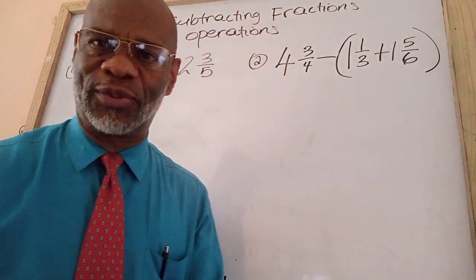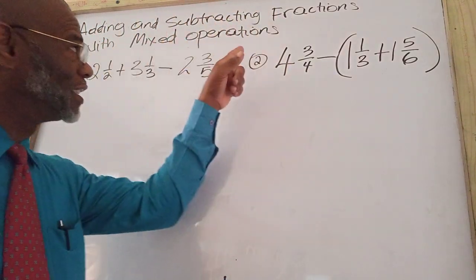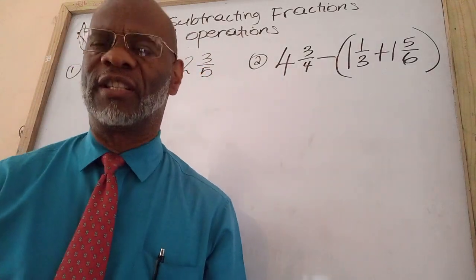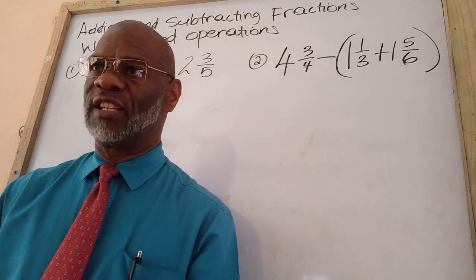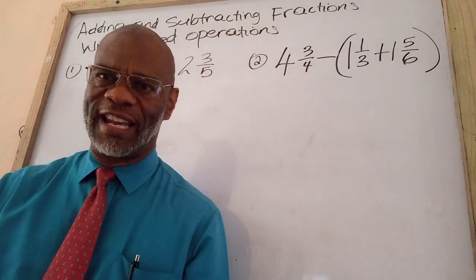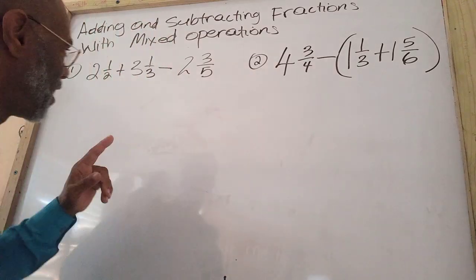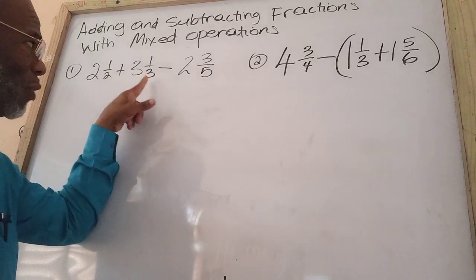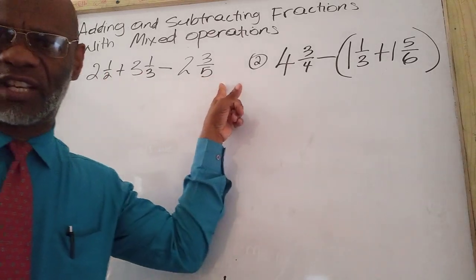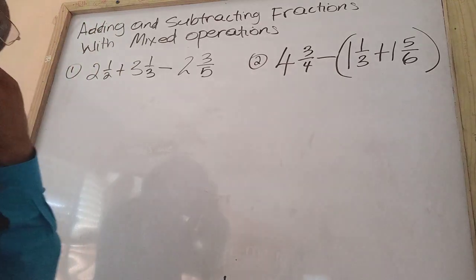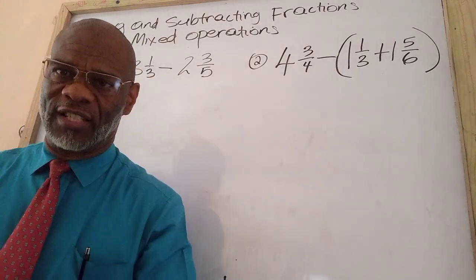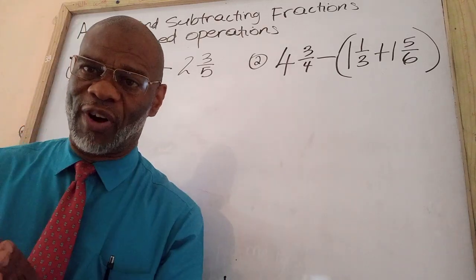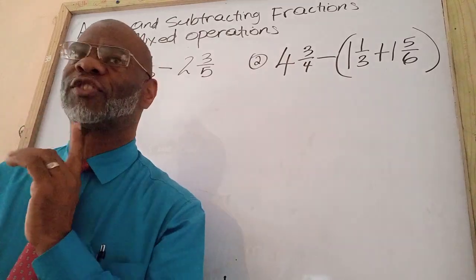Now, what we're going to be looking at today is adding and subtracting fractions with mixed operations. Mixed operation means that we have more than one operation, and in this case, we have addition and subtraction in the same expression. Here we have 2.5 plus 3 and 1/3 minus 2 and 3/5. When we are looking at operations, we do our additions first, followed by our subtractions.